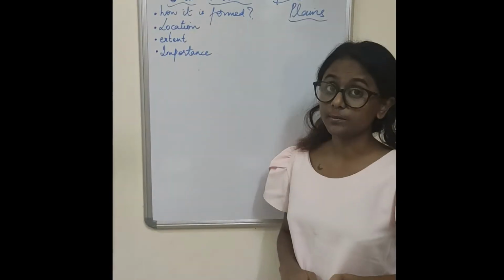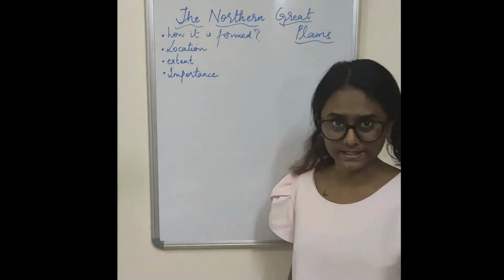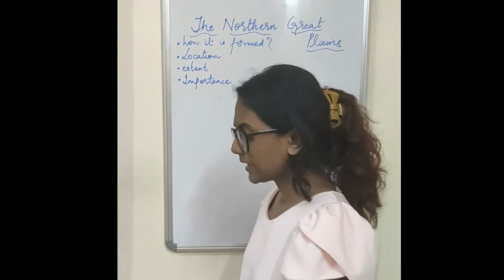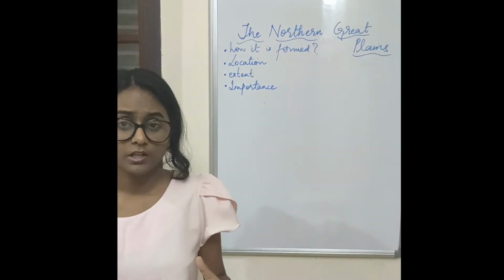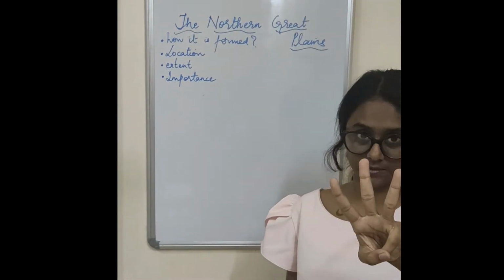So now let's learn about your second physical feature, which is the Northern Great Plains. So how was the Great Plains formed? Now, the plains were formed due to the depositional activities of three main river systems, okay?